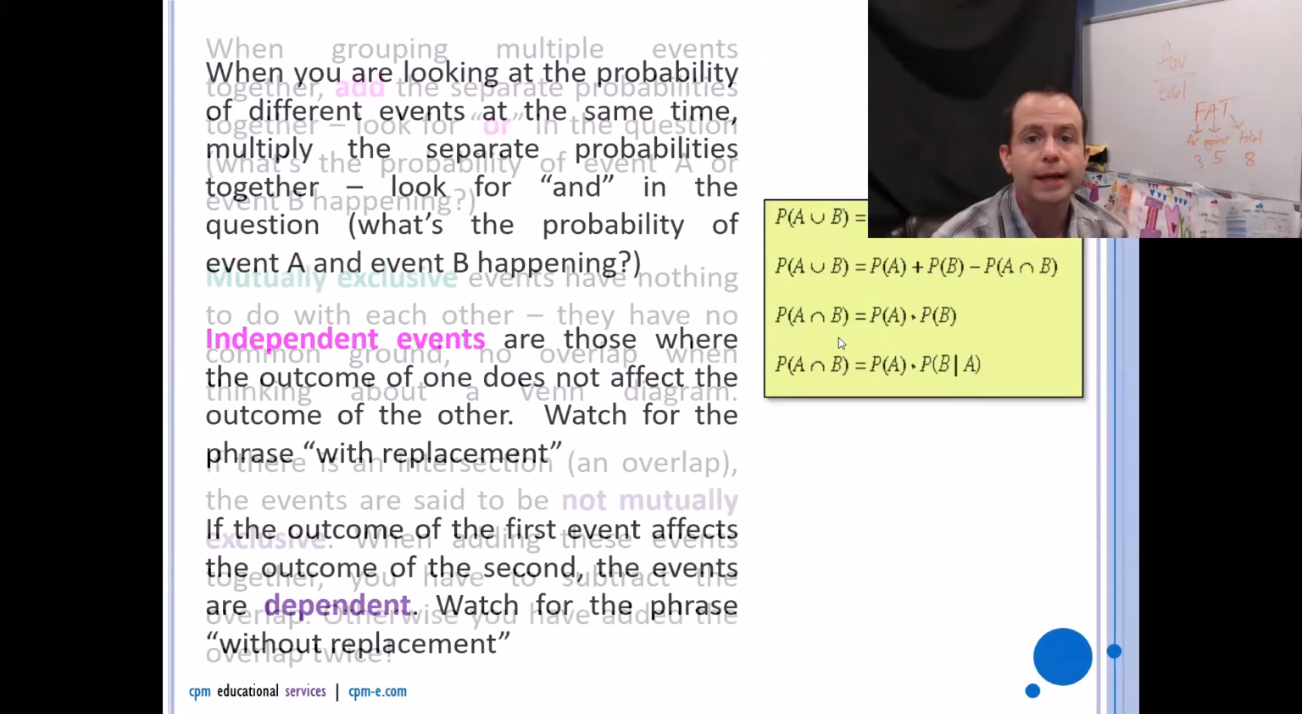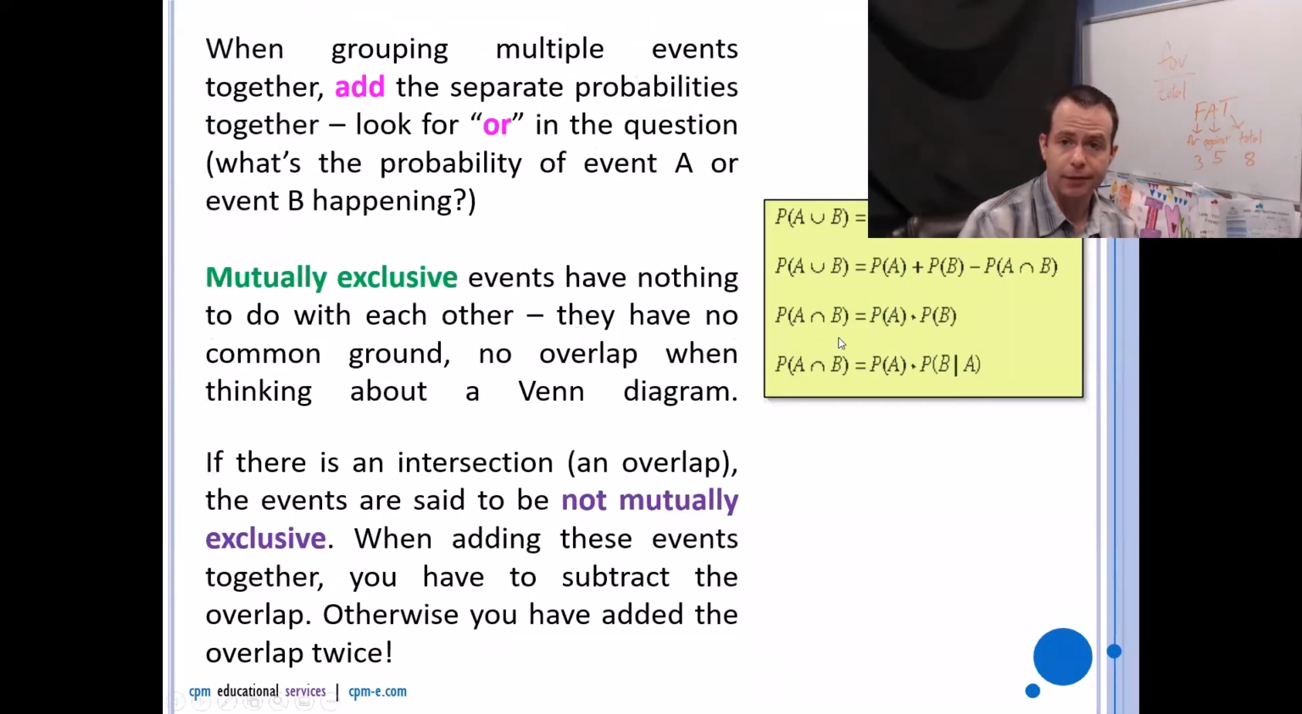Okay, when grouping multiple events together, we're adding the separate probabilities. So you're going to look for "or" there. If it's the probability of event A or event B happening, then you would add those two probabilities together. So when it's an "and," you're multiplying and you're trying to think of whether these are dependent or independent events. When it's an "or," you're adding and you're trying to think of whether they're mutually exclusive or not mutually exclusive.